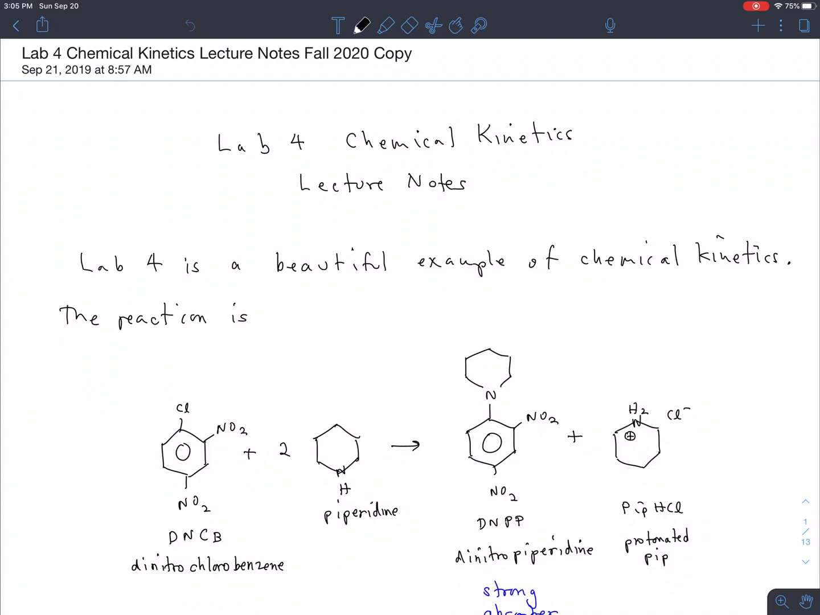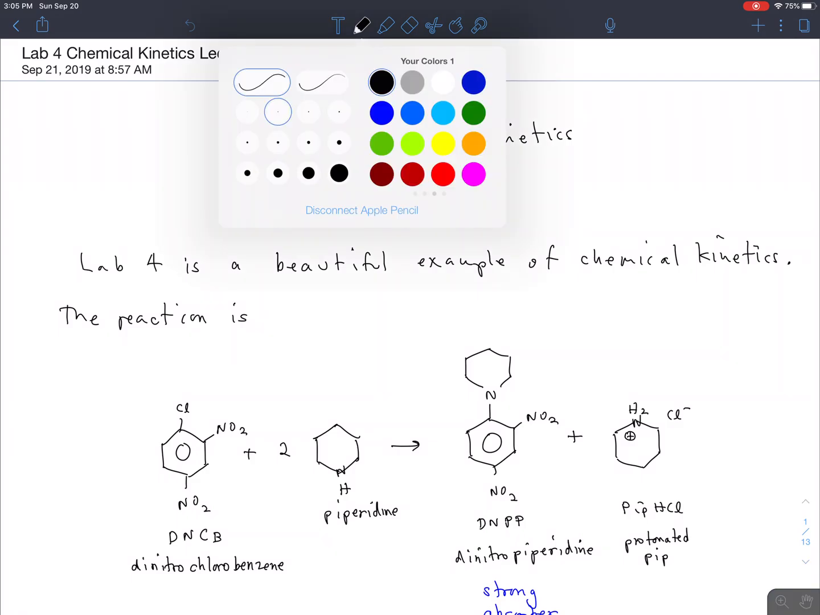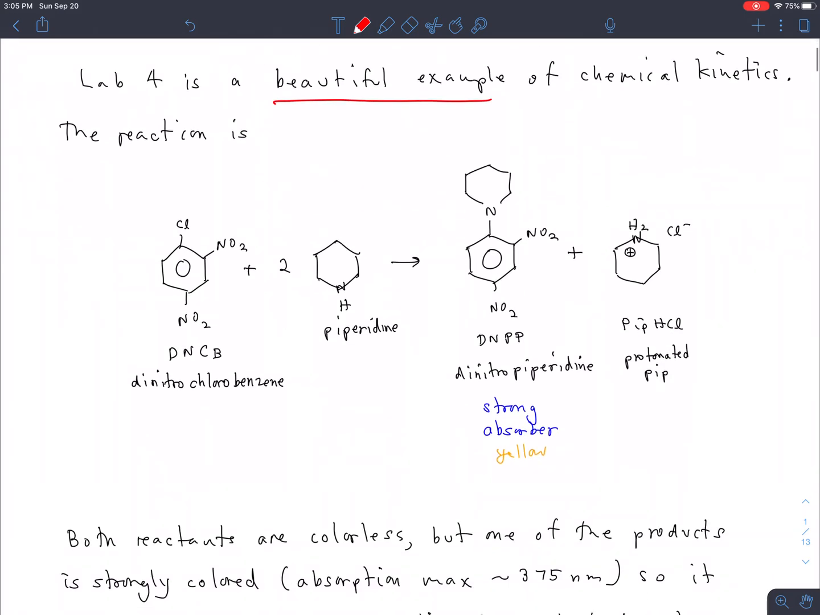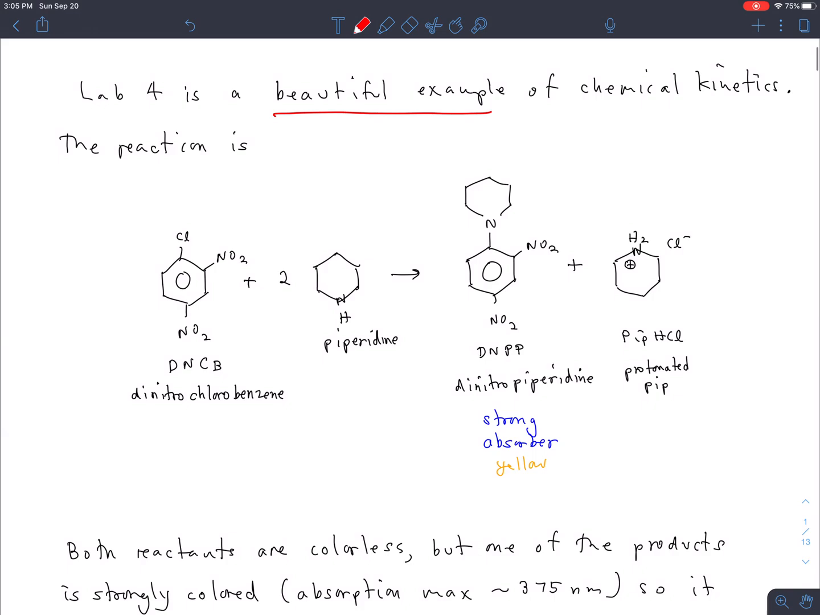Our lab for this week is a very beautiful chemical kinetics experiment that will allow us to learn and exercise the ability to interpret kinetic data, especially through kinetic models. The reaction in question is very nice for a bunch of reasons. It's simple. It only involves just mixing these two reactants.